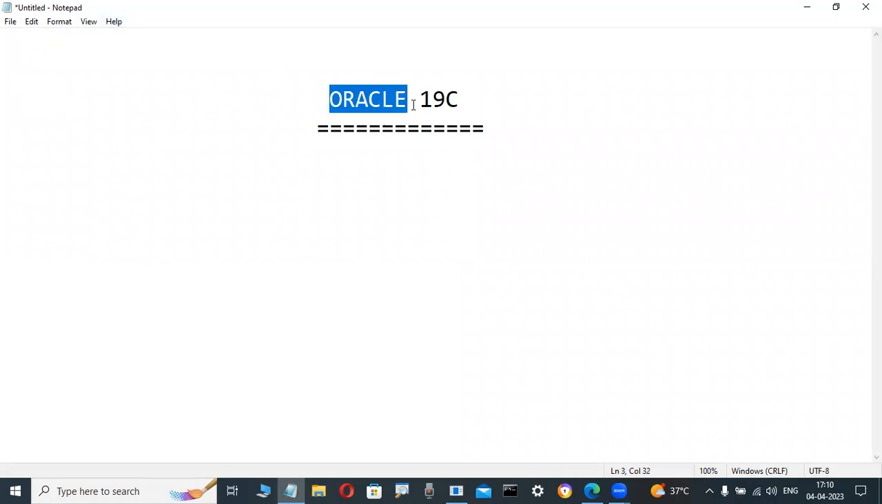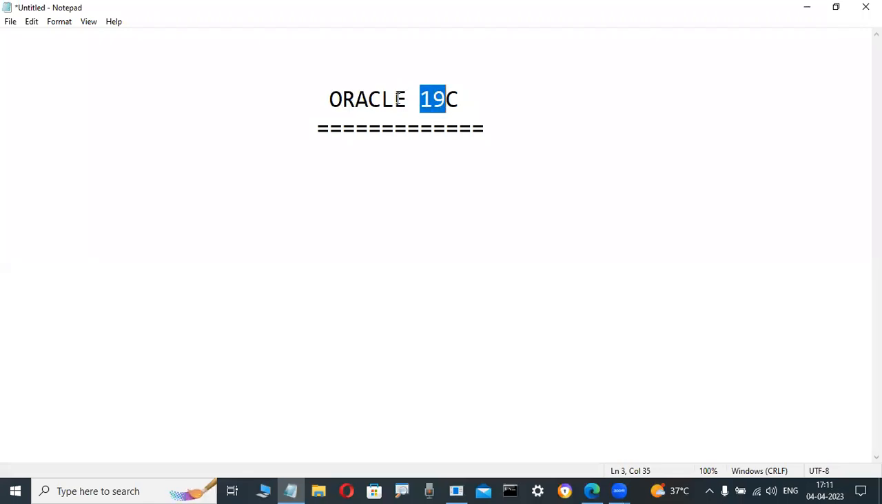Oracle is a product from Oracle Corporation, same like Java, same like .NET, same like Python. This is a software product only. 19 means a version number.